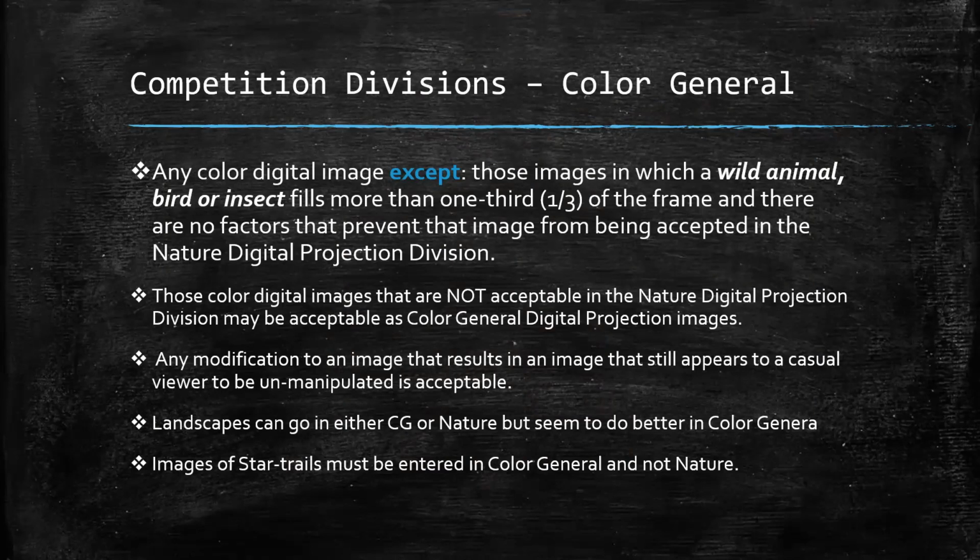So in the color general division, basically any color digital image is termed color general, except those images in which a wild animal, a bird, or an insect fills more than 1/3 of the frame, and that there are no factors that prevent that image from being accepted into the nature digital projection division. And that's a big problem.